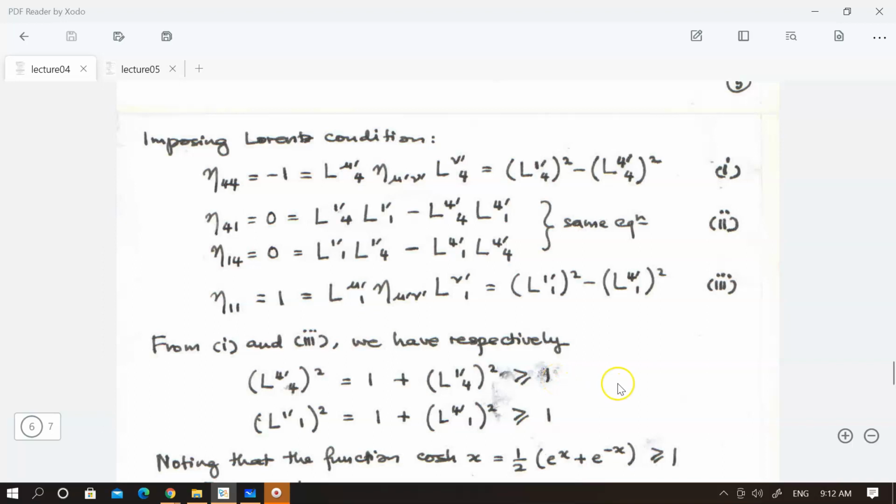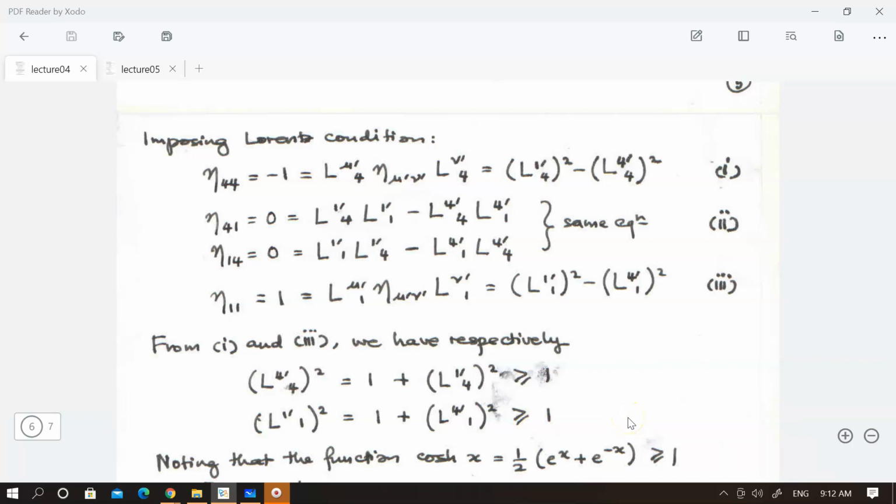Okay, and similarly, you rearrange the third equation. Okay, in this particular case, you bring this to the other side, and then again you get the fact that L1'1 squared is a sum of positive numbers, not integers, positive numbers, which gives you greater than or equal to 1. Okay.